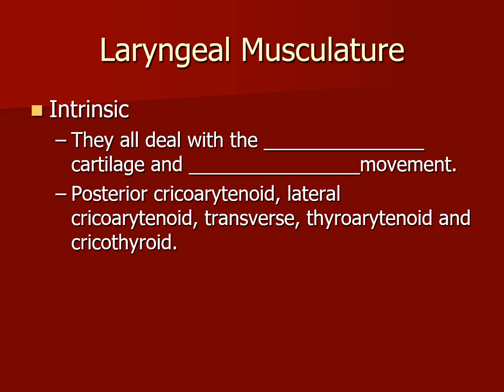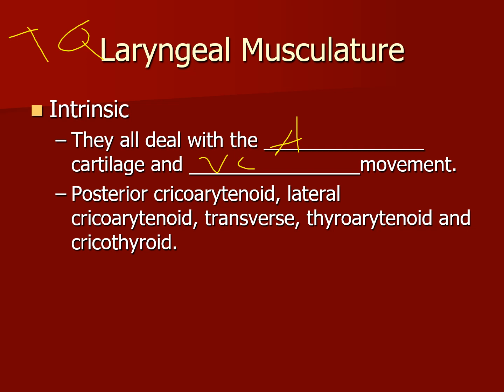Intrinsic laryngeal musculature sounds like something I will test you on. Yes. This is important because it is what moves the vocal cords. They deal with the arytenoid. I'm just going to draw the letter A there. The arytenoid cartilage and vocal cord, I'll just put VC, vocal cord movement as well. So they deal with the arytenoid and the vocal cord movement. Remember, the arytenoids are what anchor the vocal cords, so that's why they're so closely related.